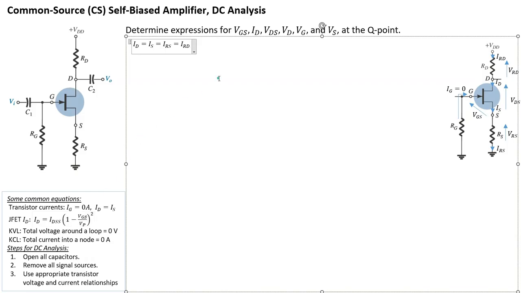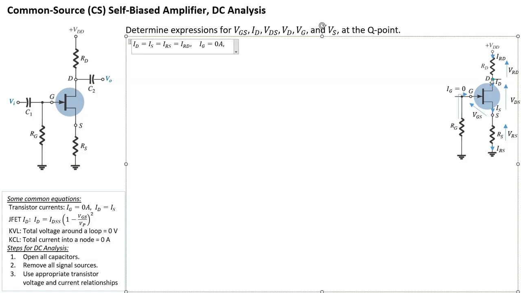Let's have a look at the voltages side. Oh, sorry, let me first write down, for completeness' sake, what IG is. IG is going to be 0 amps. That's all it is. So that's all of the current side of it.